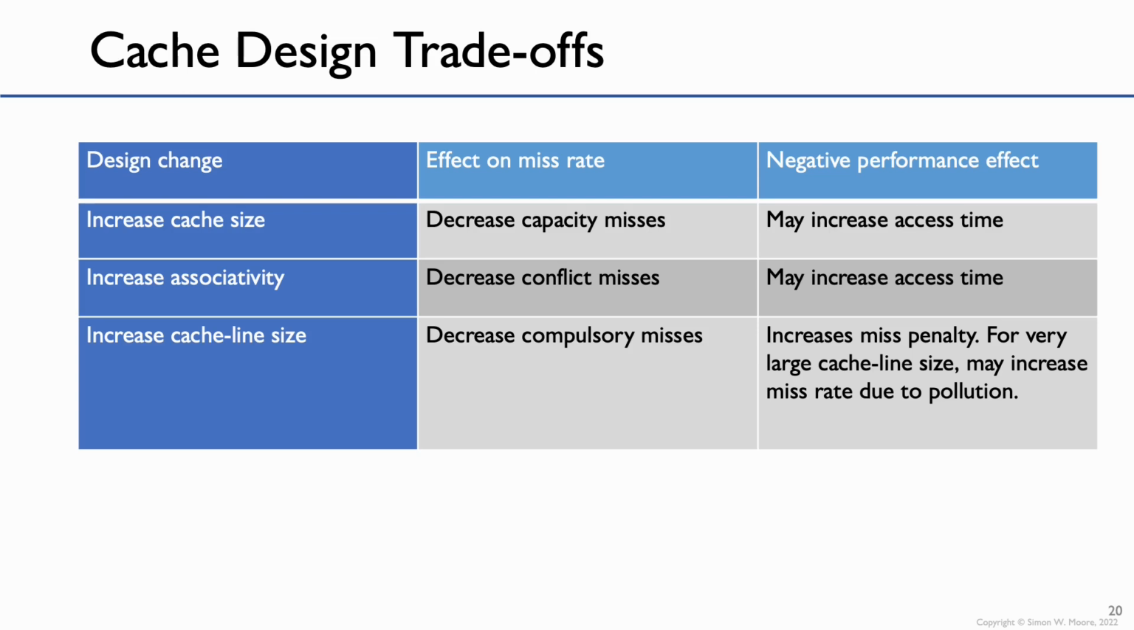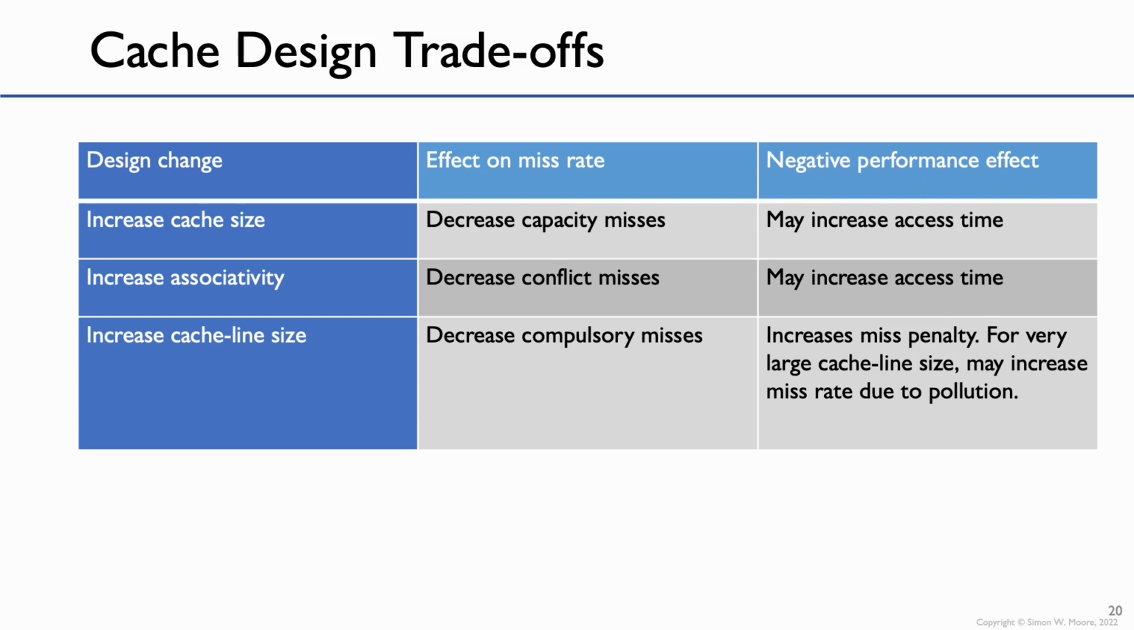So as always in computer architecture, there are design trade-offs, and sure enough there are design trade-offs with caches. There is no way of designing the perfect cache. So let's just look at some of these design changes you could make. You could increase the cache size, and the effect would be to decrease the capacity misses. However, it's very likely to increase access time. We could increase the associativity, and that would decrease the conflict misses. However, that's likely to increase the access time as well.